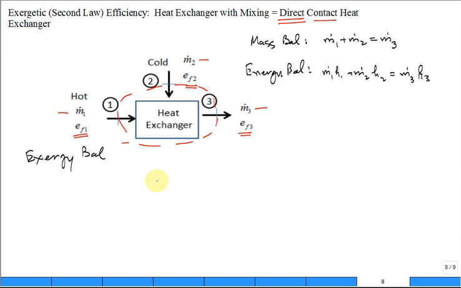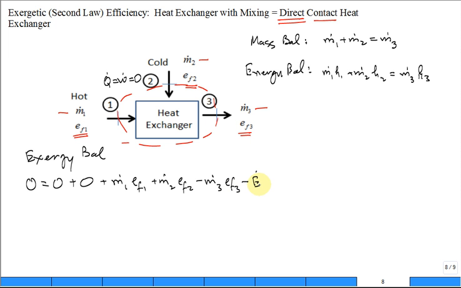Okay, so what we're going to have is, is there any Q dot with the surroundings? Nope. So what we have is 0 is equal to 0 plus 0. We're going to have m dot 1 coming with its EF1 plus m dot 2 EF2 minus m dot 3 EF3. And do I put a minus E dot D? Yes, we do.